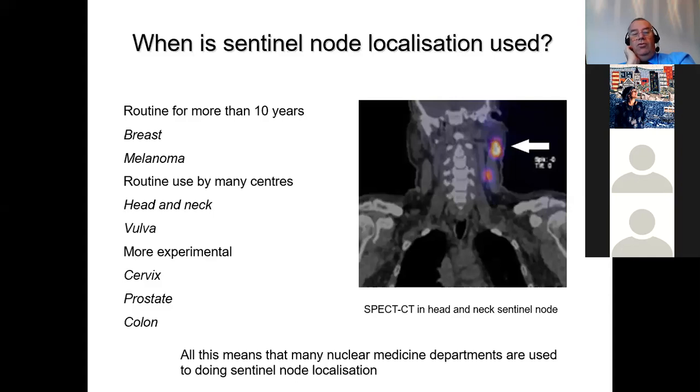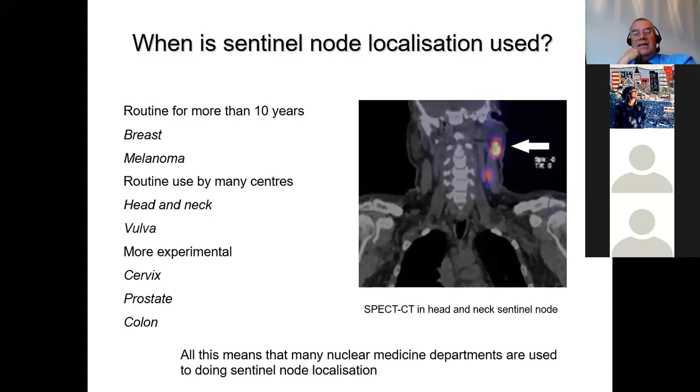So when do we use it? Well, routine for more than 10 years has been breast and melanoma. Many centers also look at head and neck tumors, particularly floor of mouth, and vulva. A bit more experimental is cervix, prostate, and colon, mainly because you need to inject normally through scopes and things.